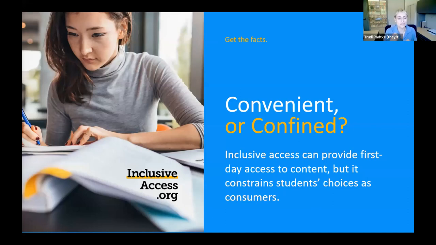All right, the second biggest claim to fame of inclusive access programs is this first day content delivery for students. So we know that with a traditional textbook model, students are getting their textbooks at all different points in the semester, right? They're getting them 2 weeks in, some have them the first day, some never get them. So the idea here is that inclusive access models provide everyone a digital copy of the content the first day of class. So in one sense, that is convenient, but in the other sense, our question is, does that constrict students as consumers?